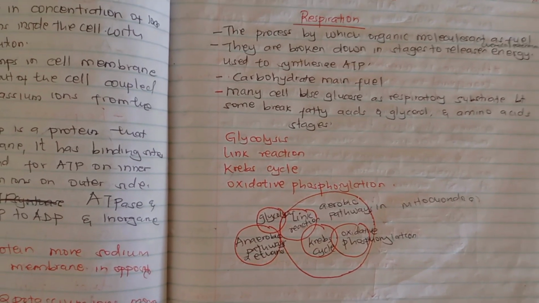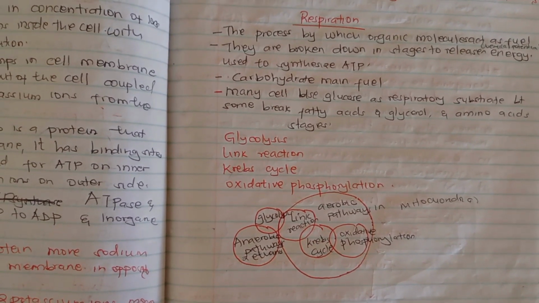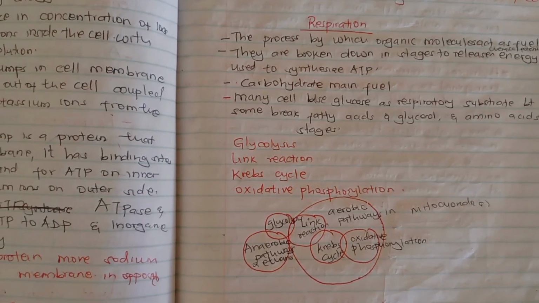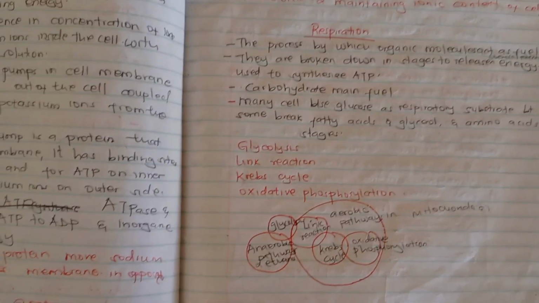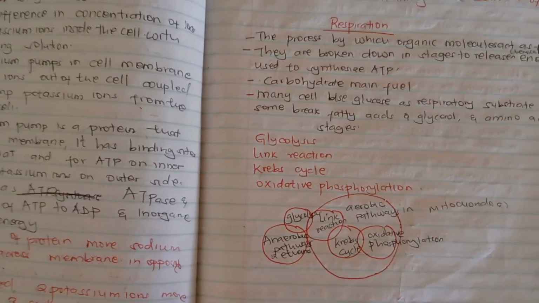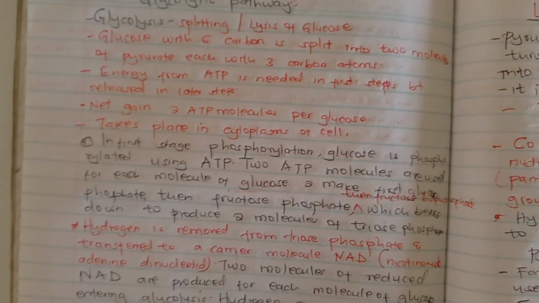So this respiration process takes place in stages: glycolysis, the link reaction, the Krebs cycle, and also oxidative phosphorylation. We're going to look at them one by one. We start with glycolysis. It's also called the glycolytic pathway.